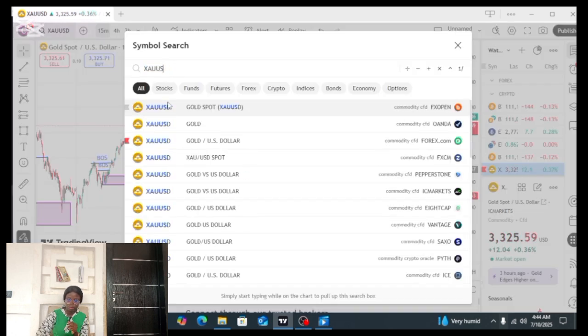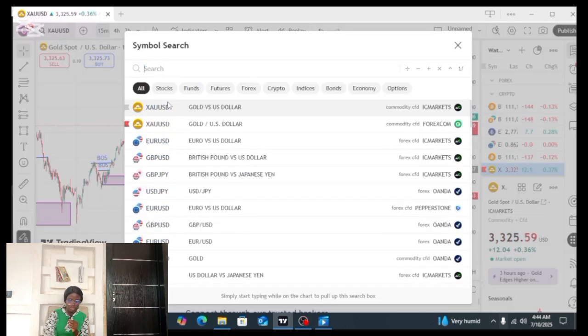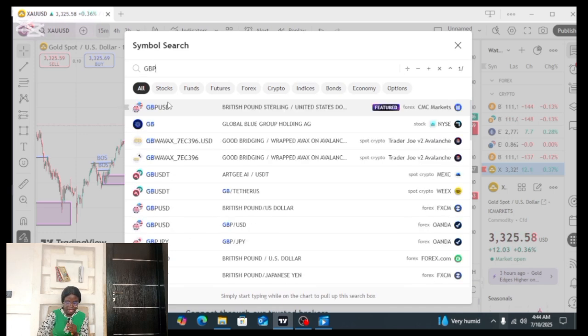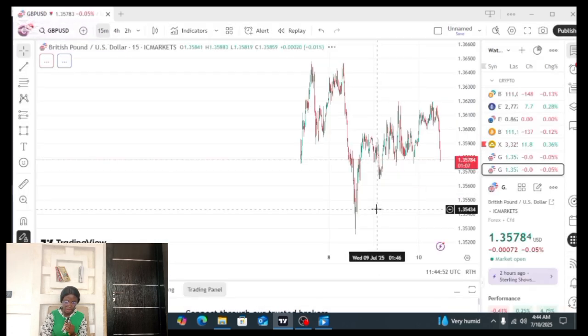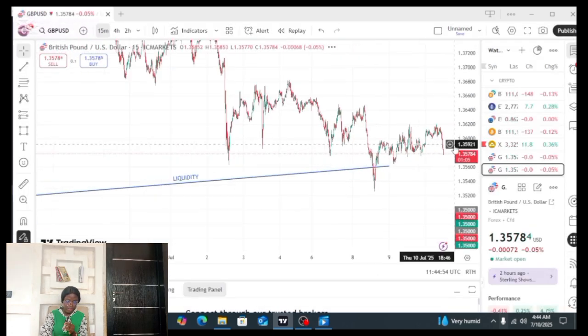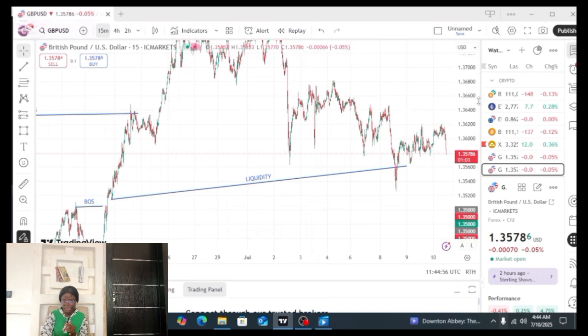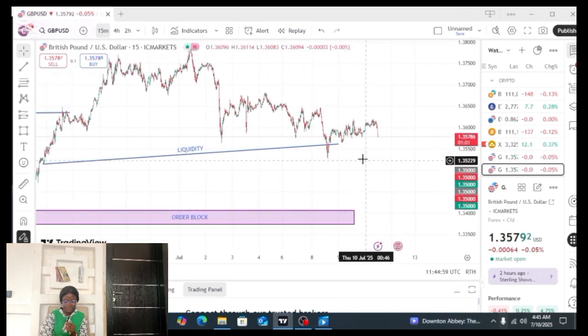Let's go to GBP. Actually, for now, I just focus on 5 currencies that I trade for myself, which are gold, GBP USD, Euro USD, USDJPY, and GBPJPY. Just these are the currencies that I trade for now. So let's go to IC Markets. I use IC Markets to analyze all my trades. So this one too, this is also a trade I'm waiting for, in this zone.